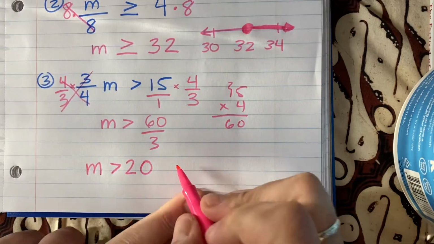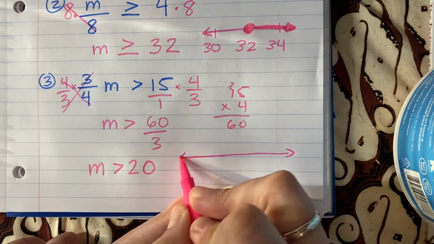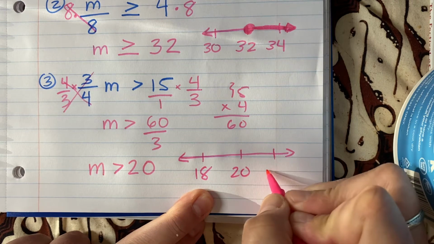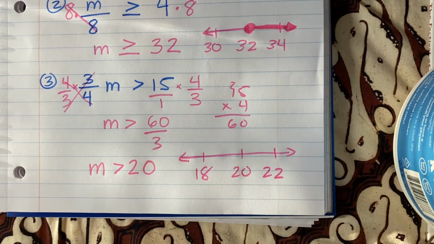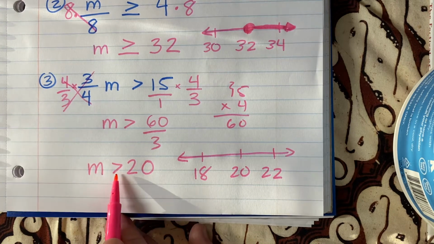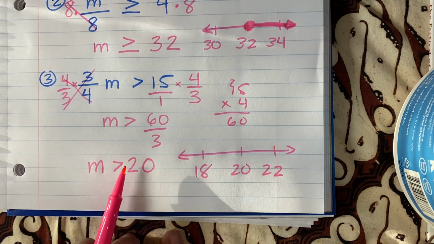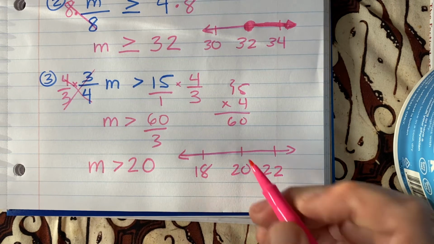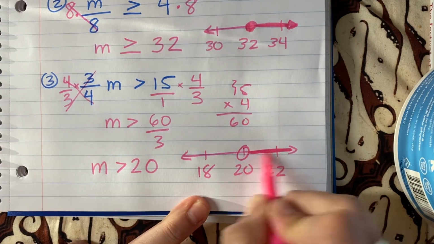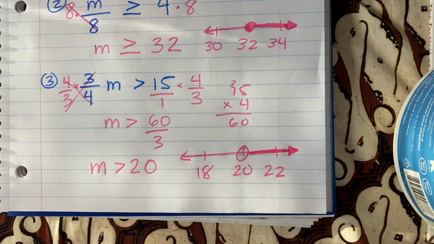All right, let's graph. So I'll start with 18, 20, and 22. We know that m is going to be greater than 20. There is no line underneath. It has to be bigger than 20. So there is an open circle at 20. And it's greater than, so we're getting bigger. We're going to the right. And there's our number line.